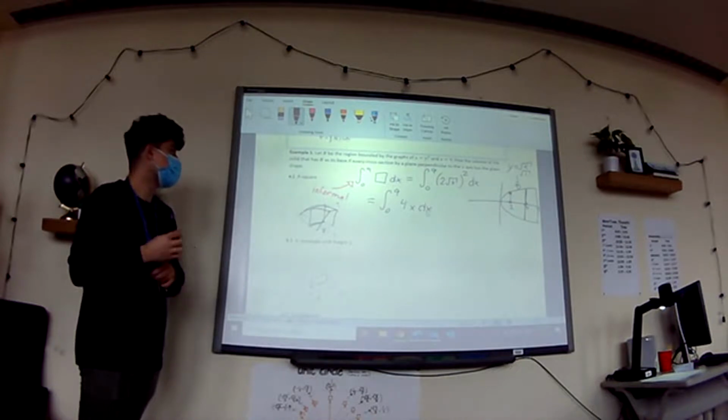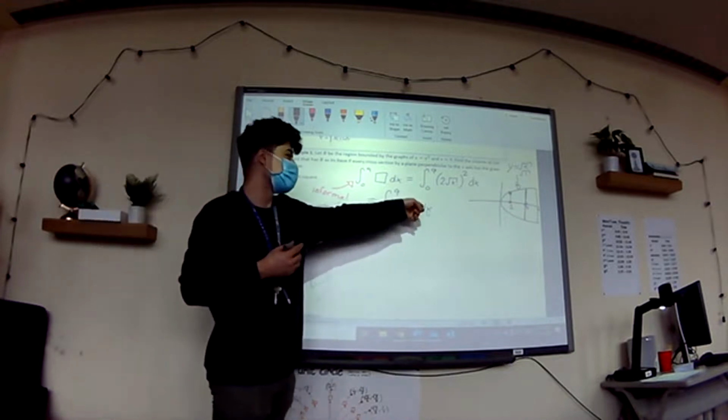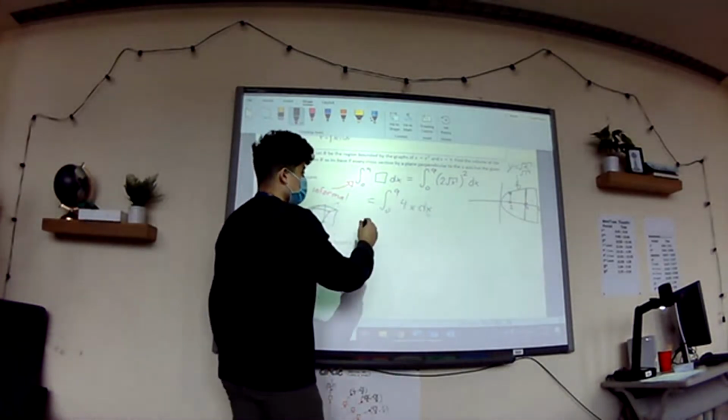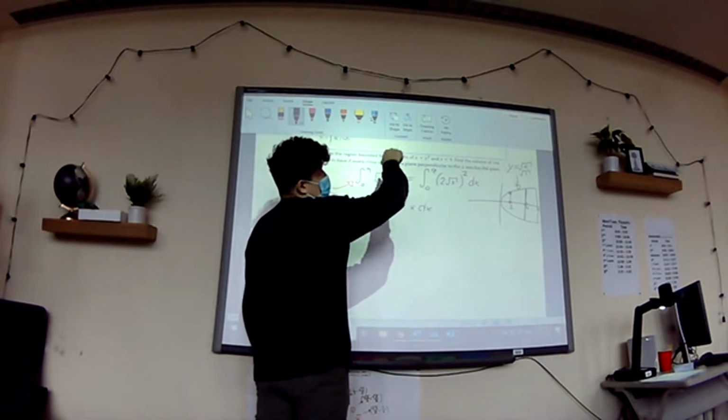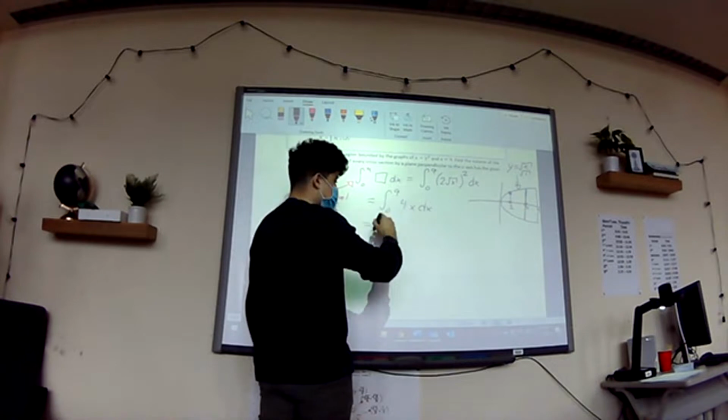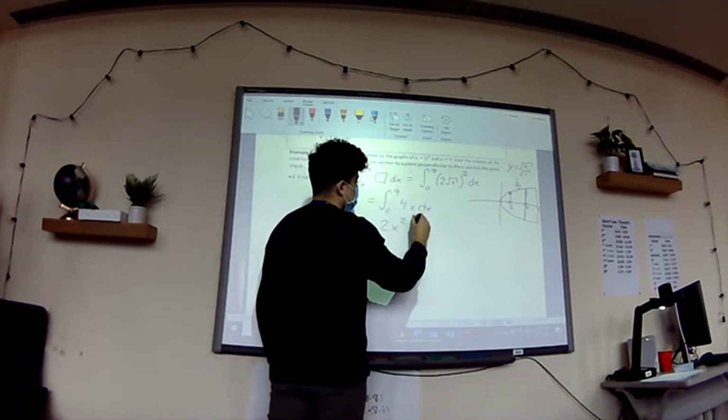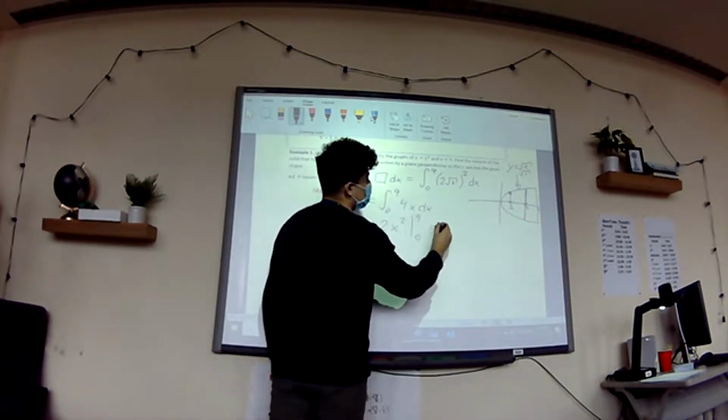All right, and then, okay, now I just integrate this. So this would become, antiderivative of 4x would be 4 times x squared over 2. So just 2x squared. And then you plug in your 9, you plug in your 0.